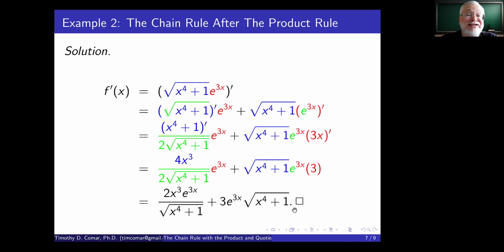So the difference between this example and the last example is that the first example required the chain rule first. This example required the product rule first, and then we had two little applications of the chain rule illustrated here in green.